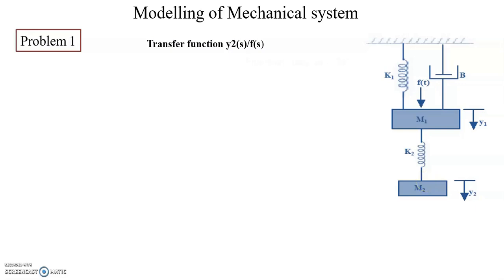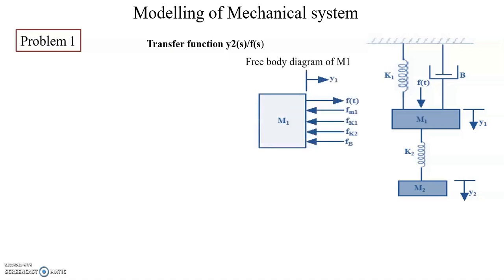Next, you can draw the free body diagram for M1. This is the free body diagram for M1. What is the applied force? F of t is the applied force. Fm1, Fk1, Fk2, Fb are all the opposing forces for M1.